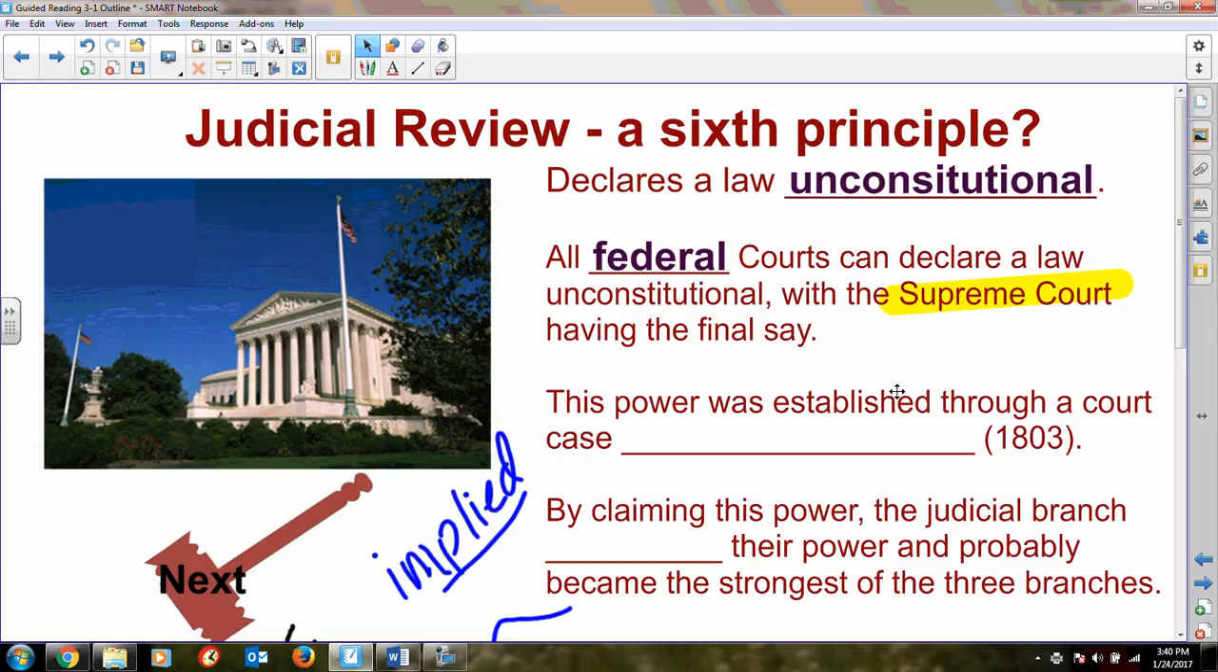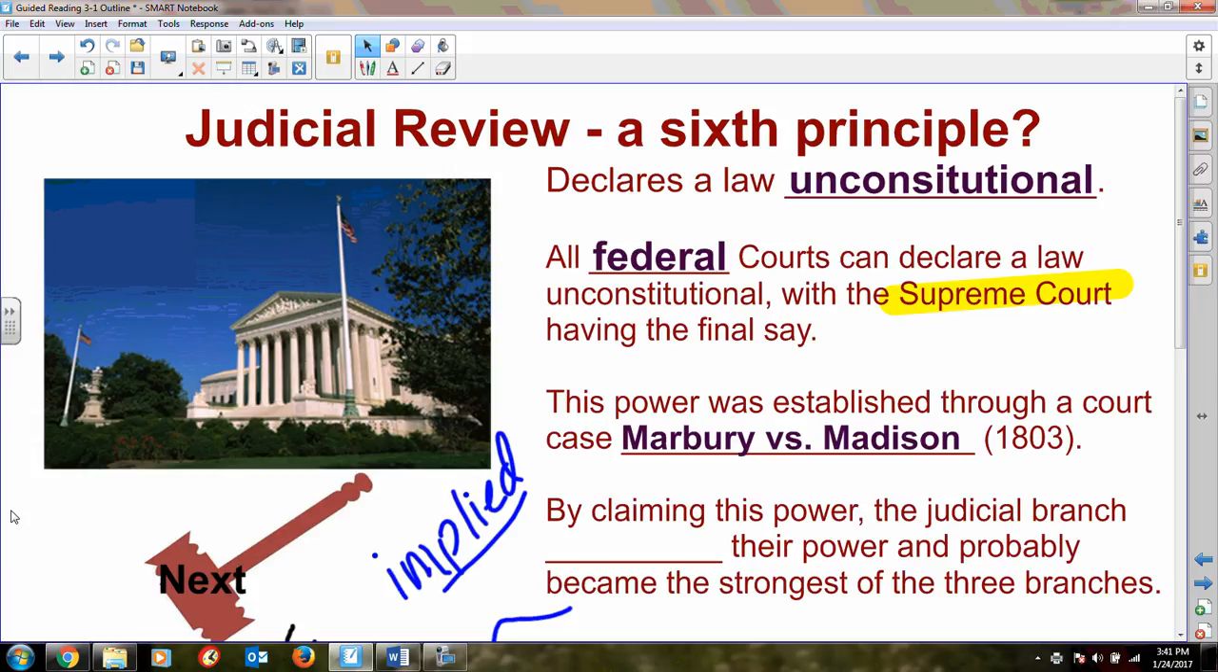How did the court system get the power of judicial review? Well, if you read Article 3 on the court system, nowhere in the Constitution does it say that the Supreme Court has the power to declare a law unconstitutional. It actually came through a case called Marbury versus Madison. There are several cases here at the beginning of our nation's history that start with the letter M, and at times they can be really tough to put together.